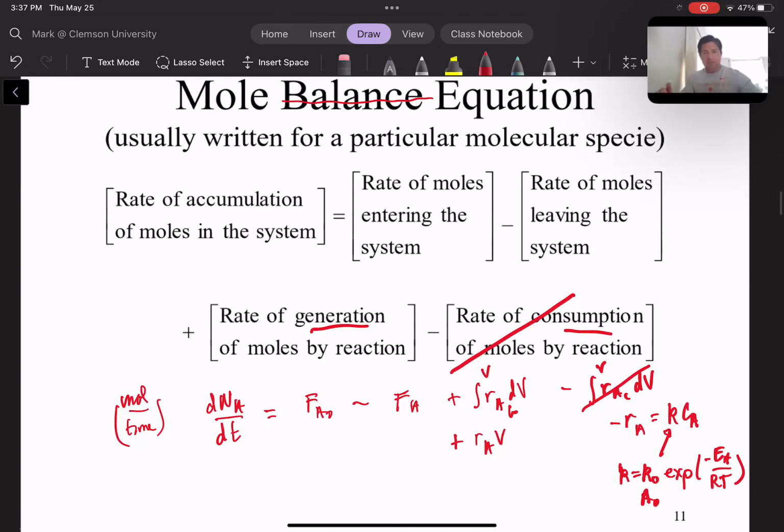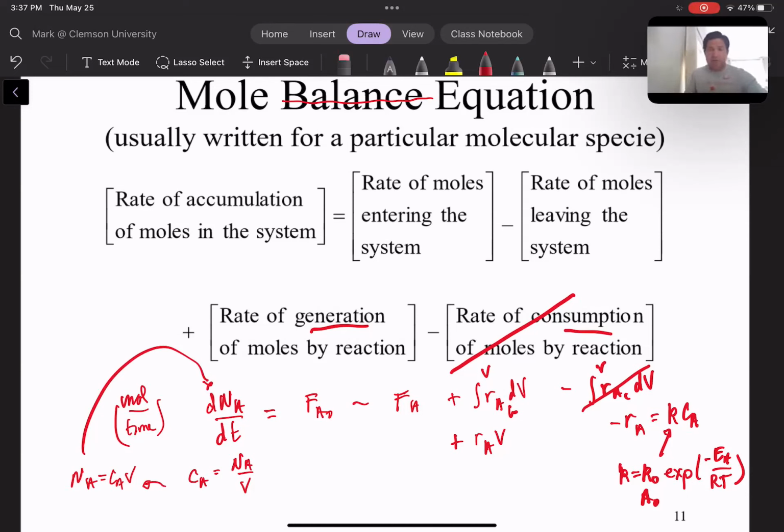I guess while we're here, let me share some important relationships that we need to know with respect to treating the mole balance. For example, we can't really measure the number of moles, but we can measure things like concentration. So we know that Ca equals Na over V, so we can express Na as Ca times V. And again, we can just plug this in here, and then we have our term in terms of measurables.